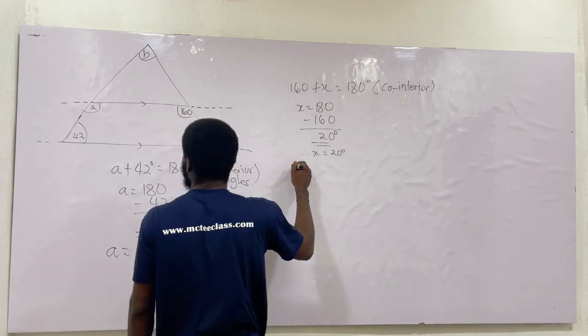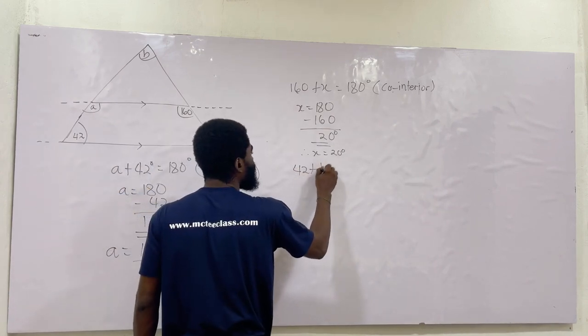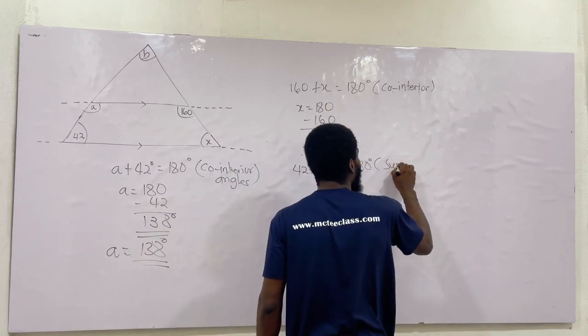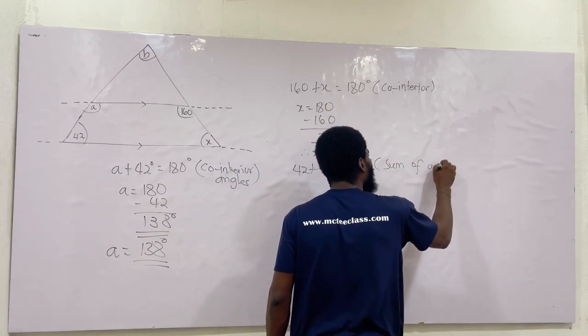I know we don't need X, we need B. Once again, we can say that 42 plus B plus X should be equal to 180. What's our reason? Sum of angles. I hope you understand what I'm saying here.